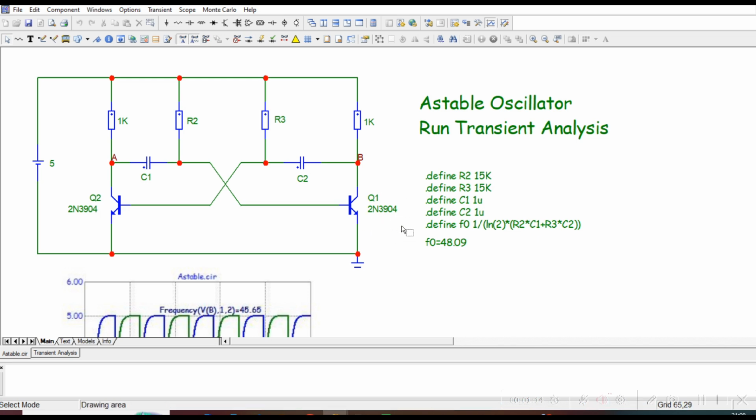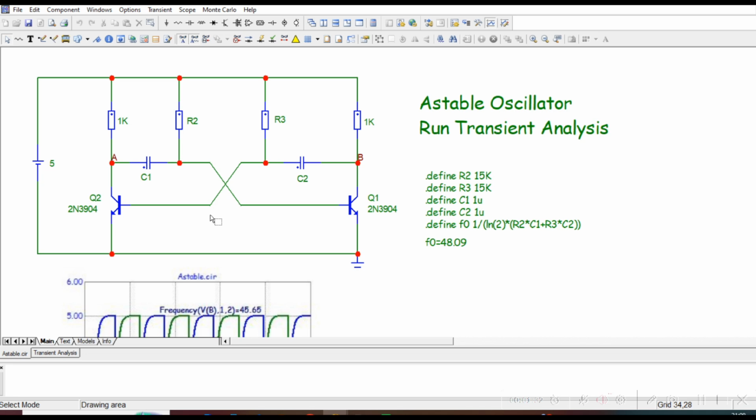Key components. Transistors act as switches, toggling between on and off states. Resistors control the base current of the transistors, ensuring proper switching. Capacitors provide the timing delay for the switching operation.